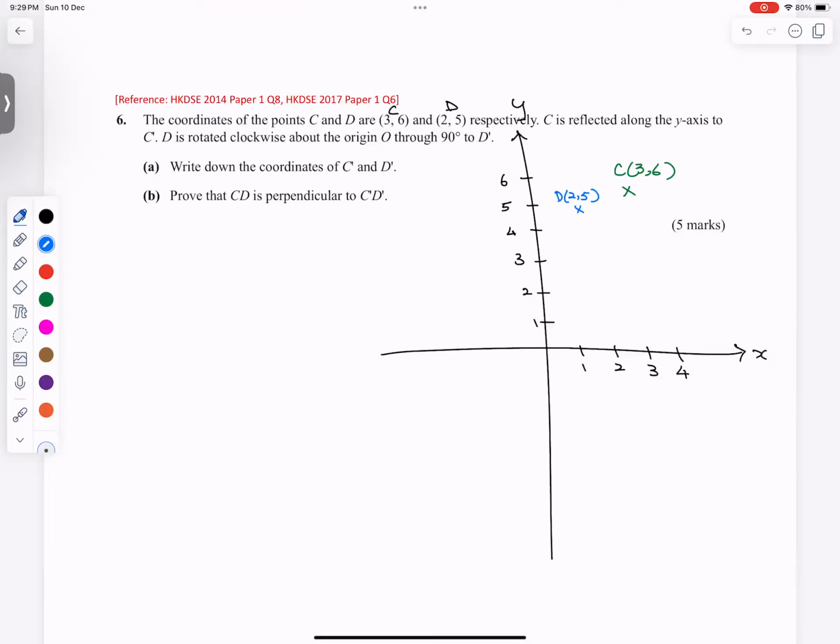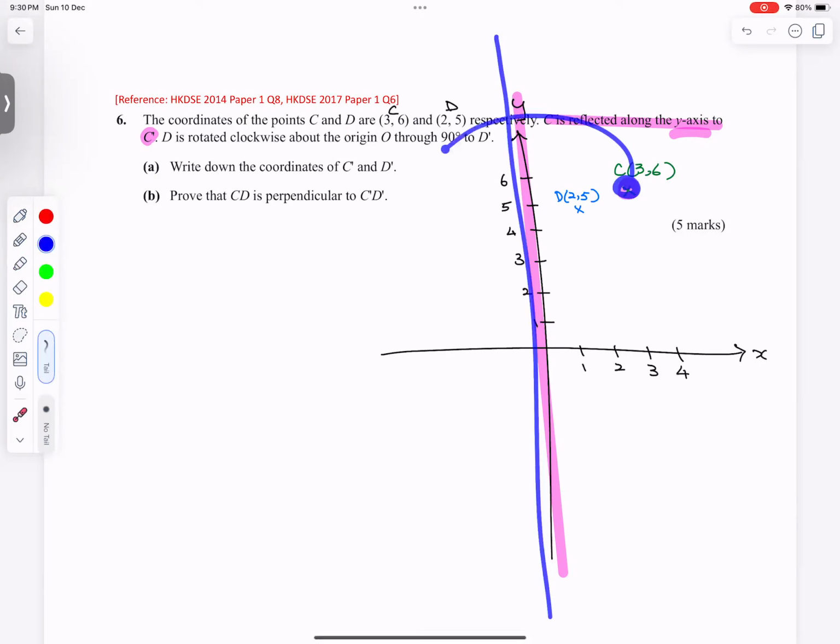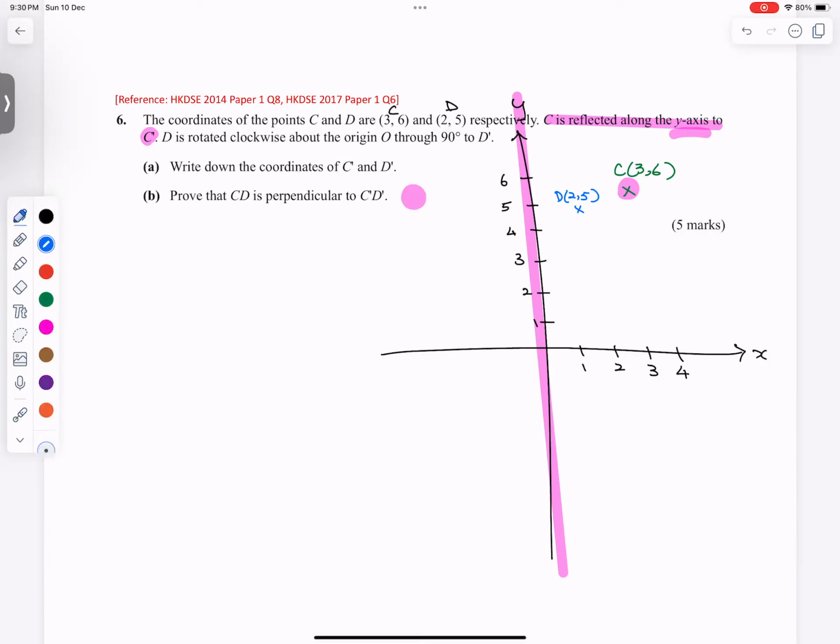What happened to C? C is reflected. That means there's a mirror. Mirror is at the y-axis. This is your line. You are here. So after using the mirror, you will be the opposite side. You will be here. That's your new C, which is the height won't change because you're just going to the opposite side. So the height is still 6. And the x, the opposites.